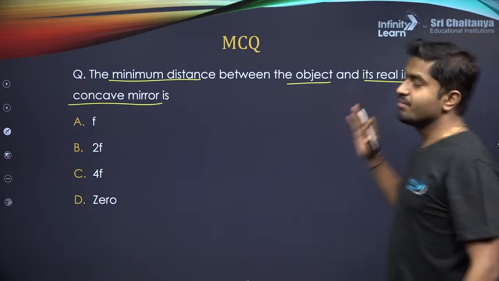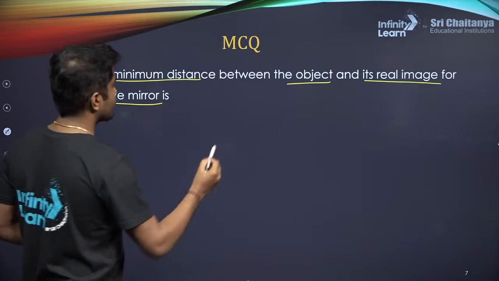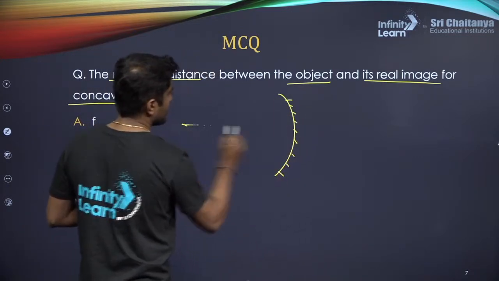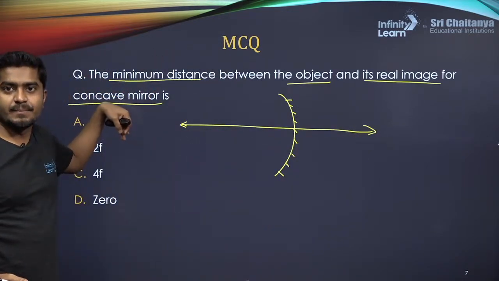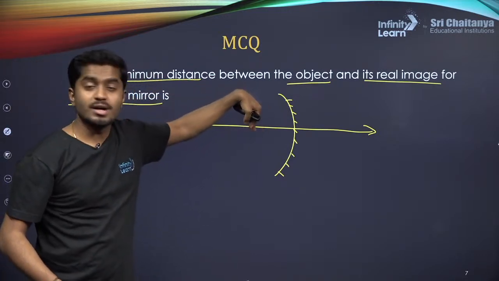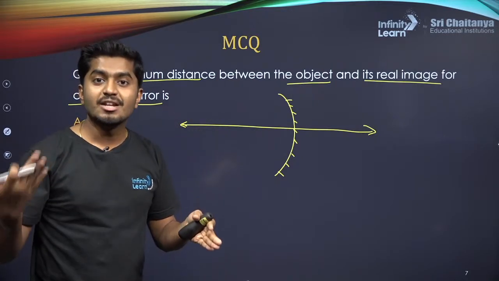When you have a concave mirror, do you remember the ray diagrams for the concave mirror? There is a concave mirror. There is a principal axis. When the object is at infinity, the image will form at the focus. So the distance between object and focus is going to be infinite.